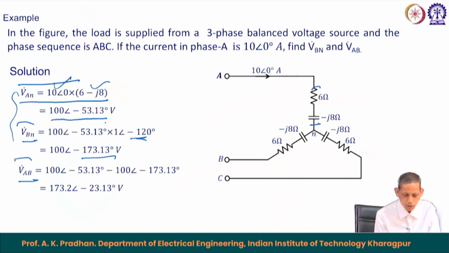Line voltage V A B equals phase voltage V A minus V B. So, that gives us line voltage V A B as 100 into root 3, 173.2, and the angle: the line voltage leads the phase voltage by 30 degrees, so minus 53.13 plus 30 gives us minus 23.13 degrees. So, that is the corresponding relation which we have already seen.